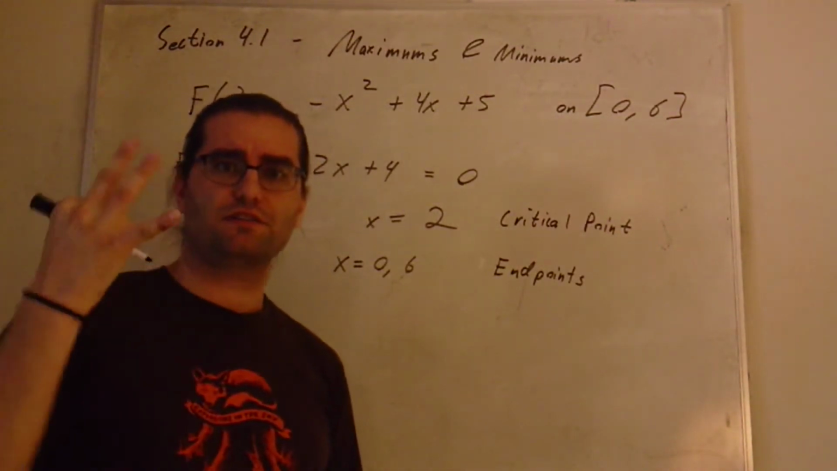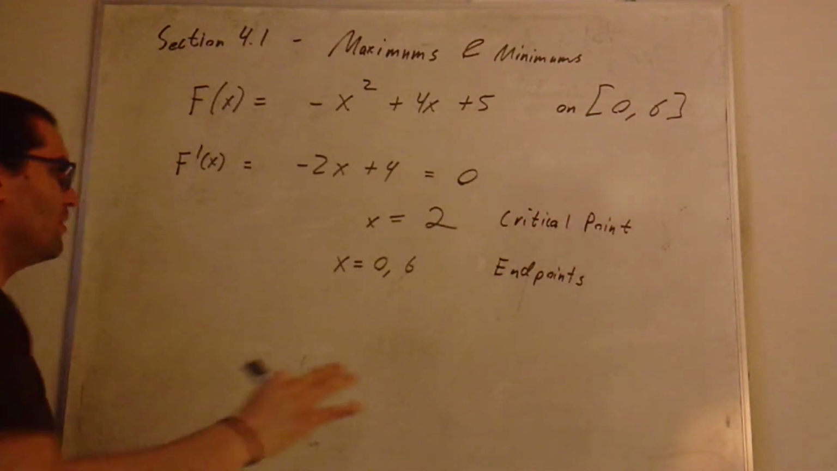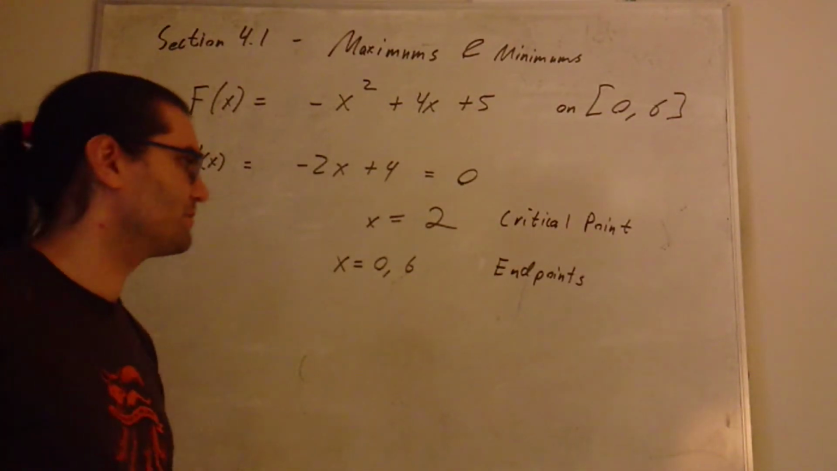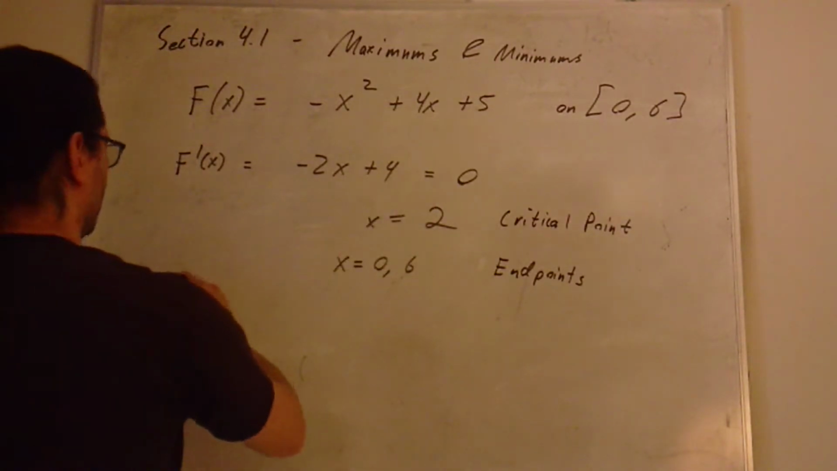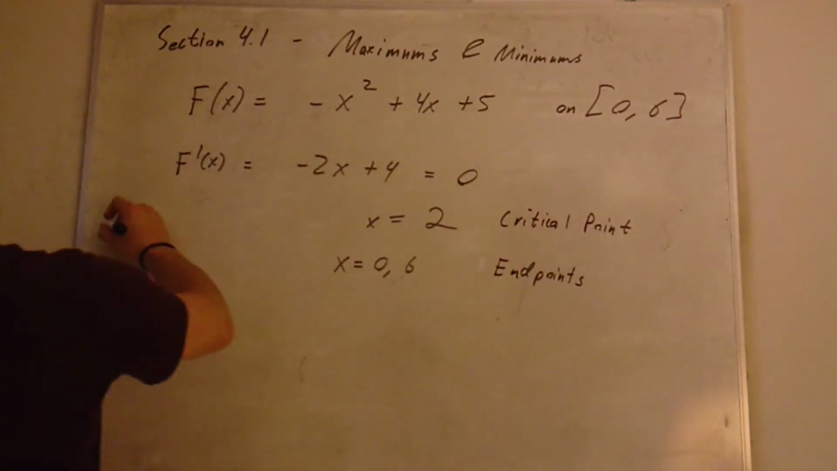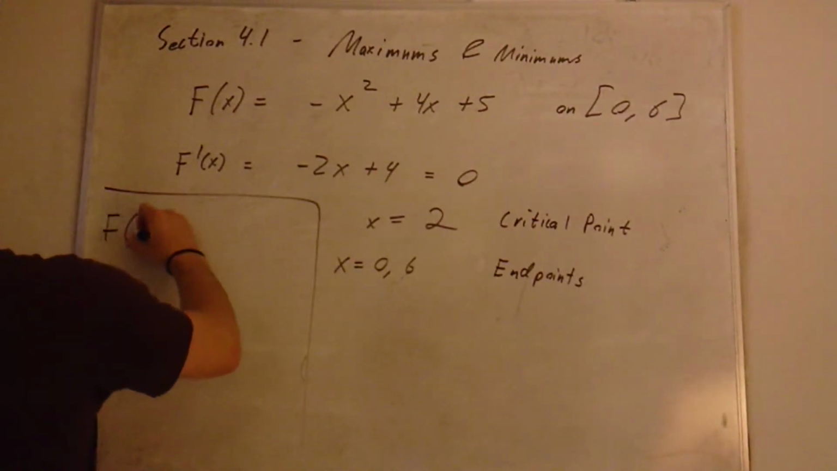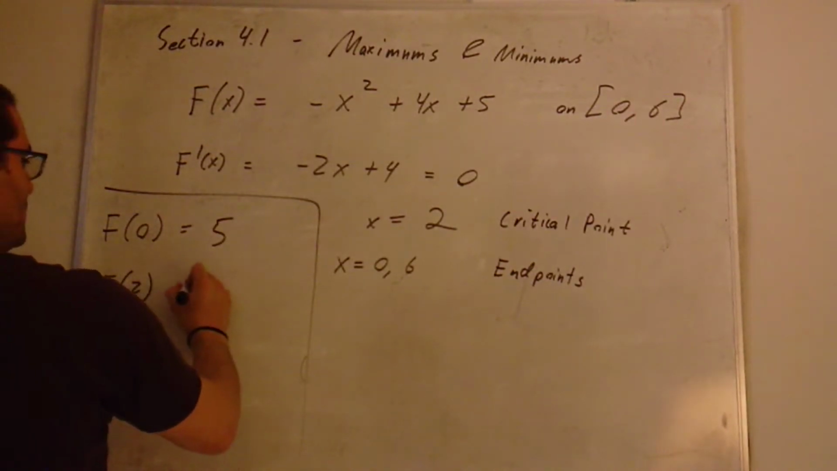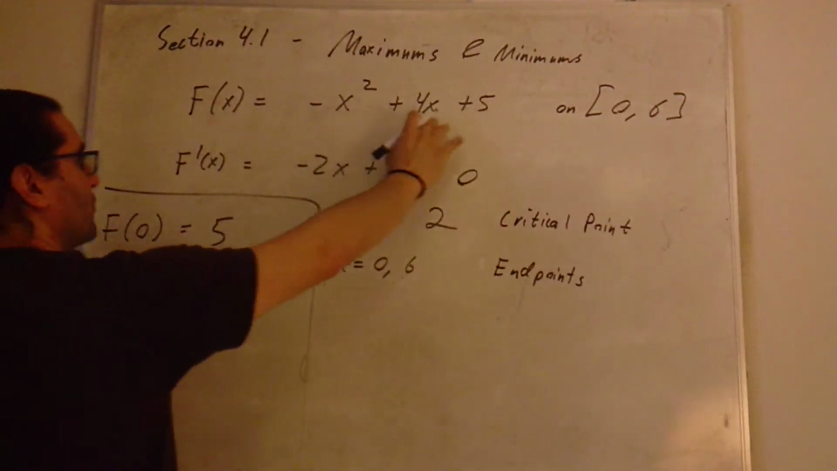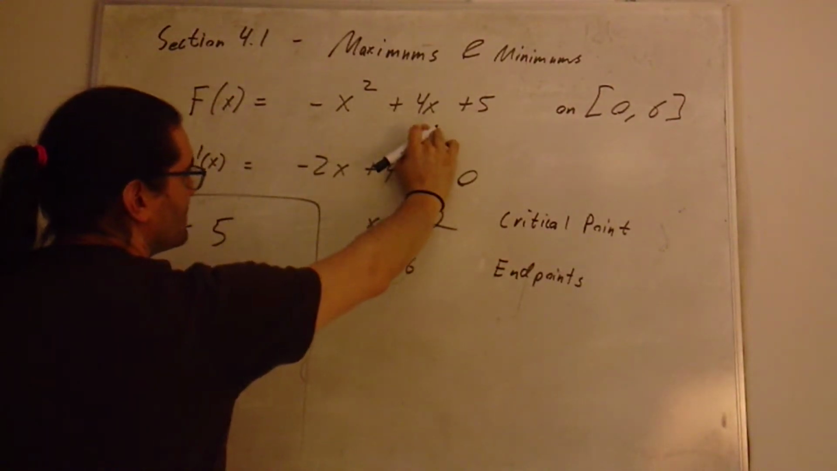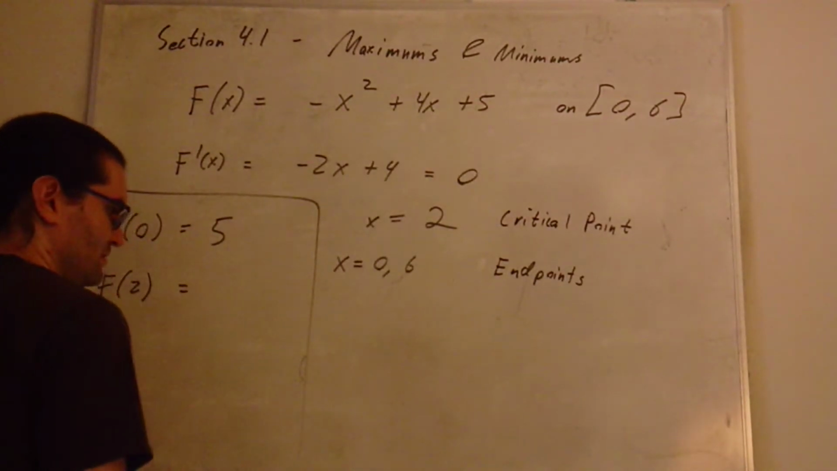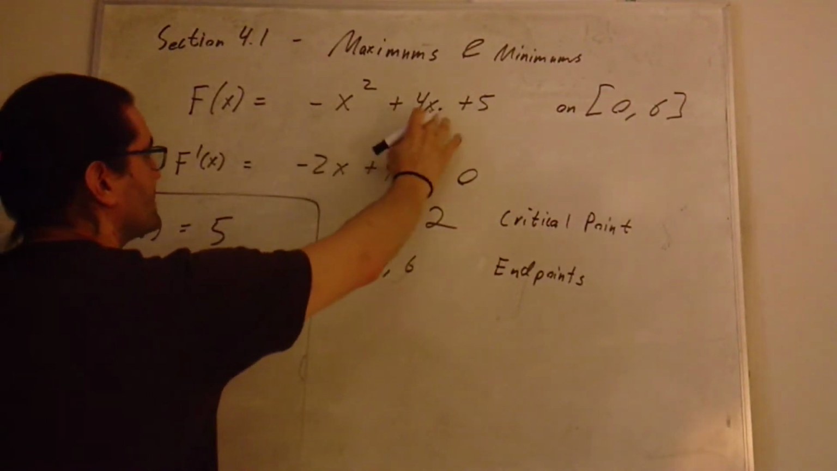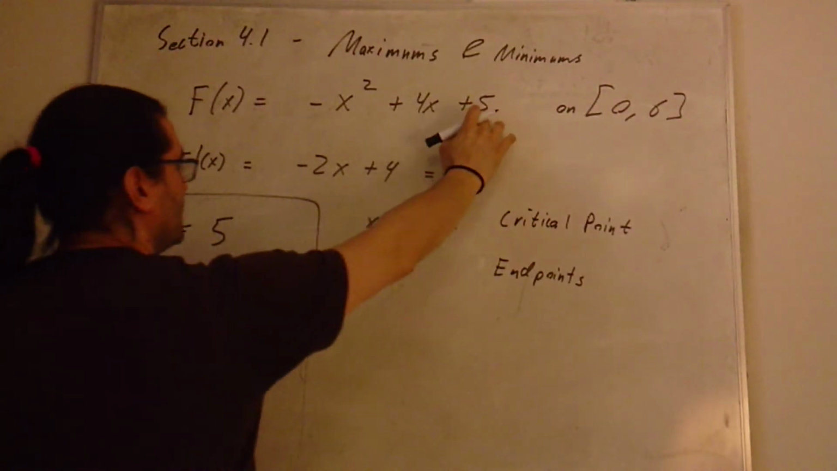There's 3 possibilities: one of these might be the highest nearby point, one of them might be the lowest, one of them might be some kind of local thing. We need to find out what's what. To figure out what's what, I need to plug these numbers into the original function. So I need f of 0. That'll just be 5. That one's easy. I need f of 2. That's my critical point. That'll be negative 4 plus 8 is positive 4 plus 5 is 9. And I need f of 6, which will be negative 36 plus 24 is negative 12, plus 5 is negative 7.